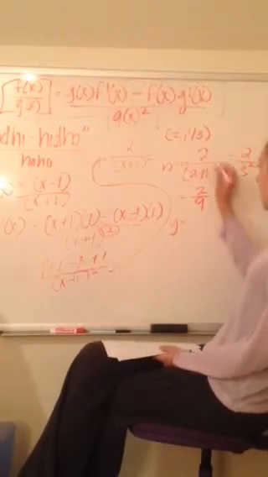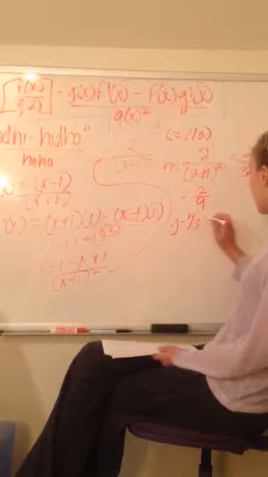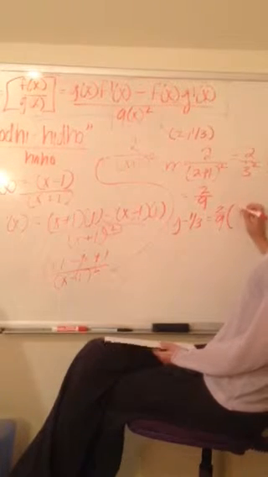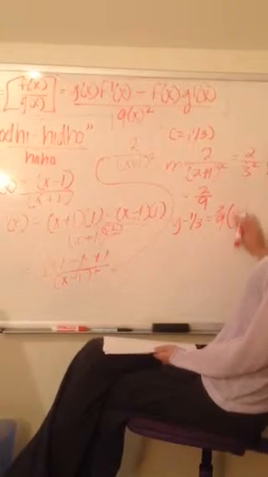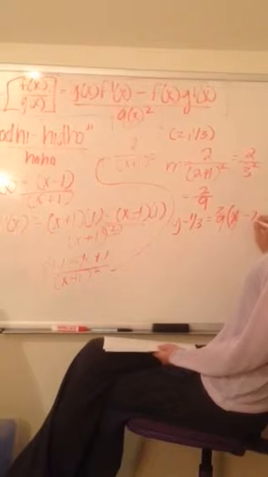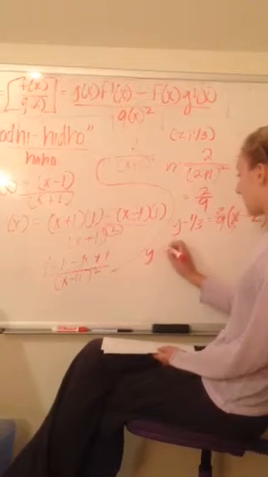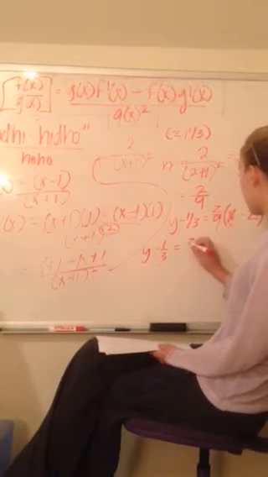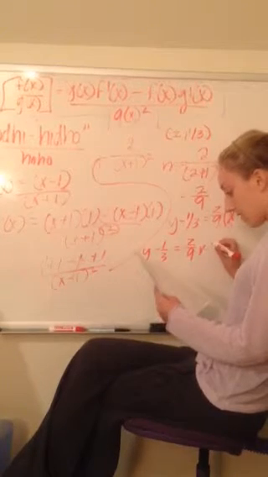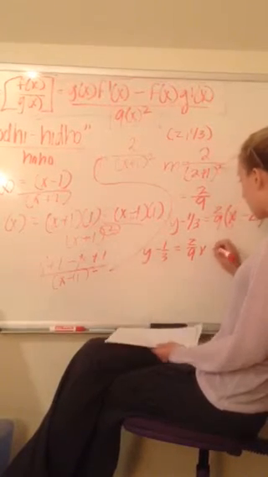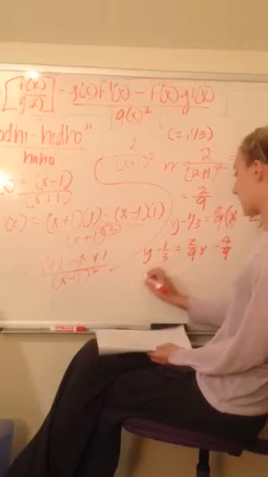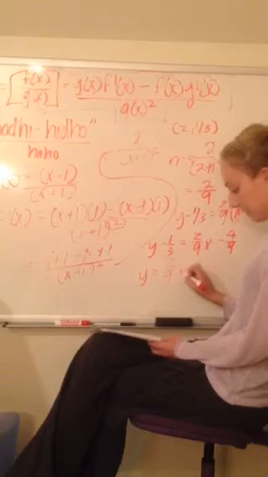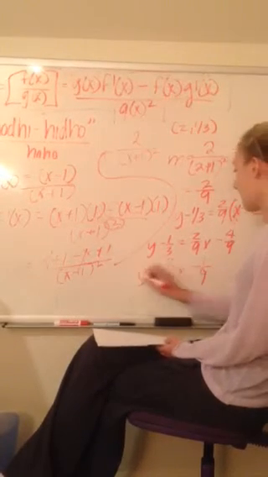So we do y minus 1/3 equals m times x minus x1. So you have x minus 1, or y minus 1/3 equals 2/9 x minus 4/9. Your final equation is y equals 2/9 x minus 1/9, which is your final answer.